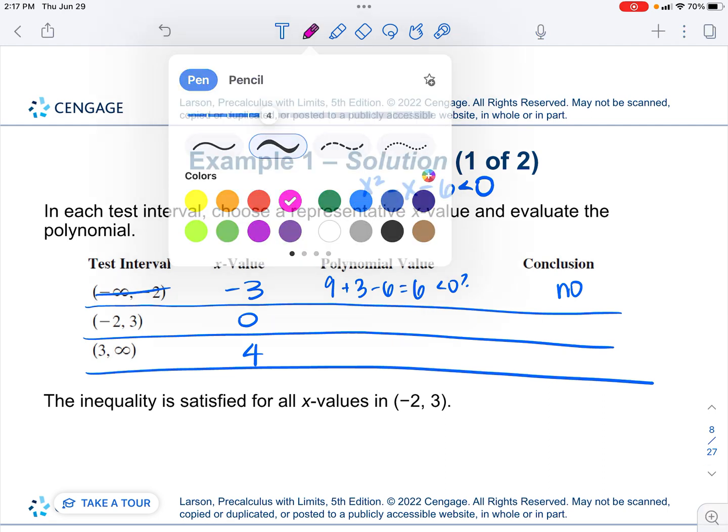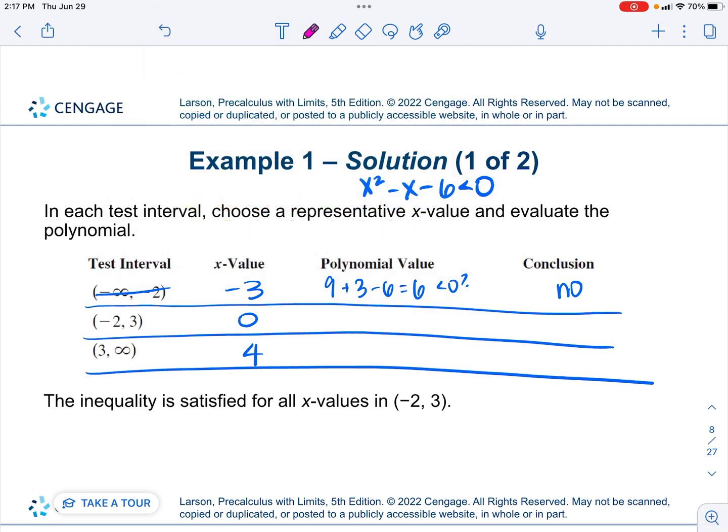Moving on, next one. Now I'll plug in 0. 0 squared is 0, minus 0 is 0, minus 6 is negative 6. Is negative 6 less than 0? Yep, it is. Negative 2 to 3 is in the solution. Next one, I'll plug in 4. 4 squared is 16, minus 4, minus 6. That would be 6. Is 6 less than 0? I would say that's a no. So the only one that worked is that middle one. And so now we know that our solution is between negative 2 and 3.